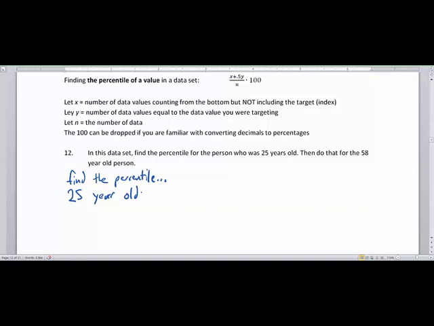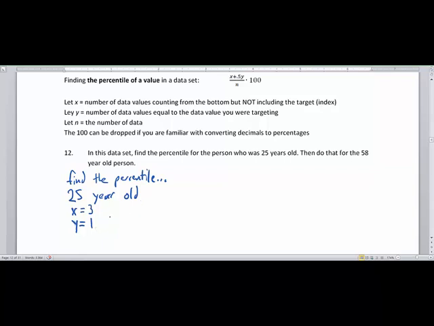So if I go back to the data set, which I could scroll up if you'd like me to, but I'll just have you look up at the top of your worksheet here, how many data points are below your index? And the answer is 3. So x is equal to 3. Then y is how many data values are equal to the 25. Well, in this case, we don't have any duplicates, so y is equal to 1, because there was only one of your index numbers that matched an age, which was 25.